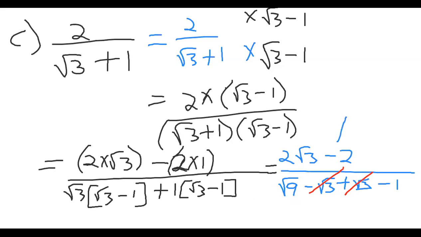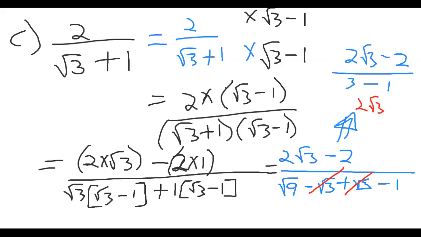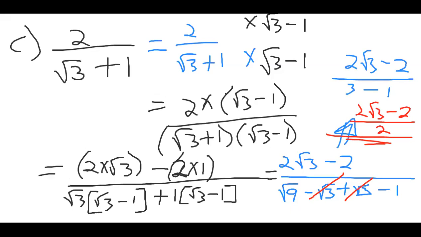So this one will give us 2 root 3 minus 2. Root of 9, that is 3. Then minus 1. Meaning that the final answer will be 2 root 3 minus 2 out of 2. And that is our answer. Or you can even simplify it further and say that 2 divided by 2, you get 1.